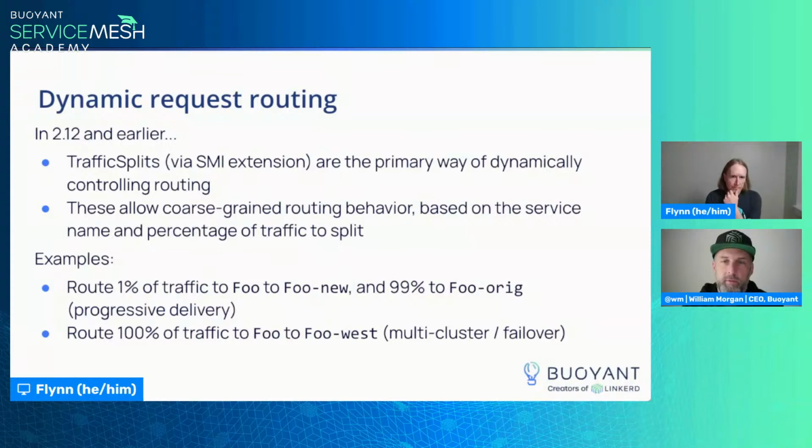What they give you is coarse-grained routing behavior. It is dynamic, right? You can update these traffic splits on the fly. But basically you have two things you can tweak. You can tweak the service name where the traffic is going to land, and you can tweak what percentage of traffic to split. That's pretty powerful, and the two common cases we see are progressive delivery and multi-cluster.